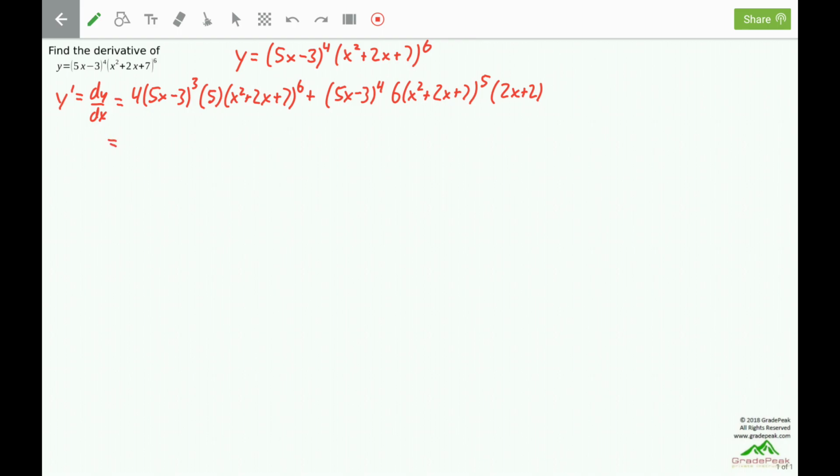Next thing to do is put the constants together. I have a 4 and I have a 5. That'll be a 20. And leave the other expressions alone for now. And here I have just the 6, but I'm also going to move the 2x plus 2 out to the front. I won't distribute the 6 though. I'll just have the 6 and then the 2x plus 2. And everything else as is.